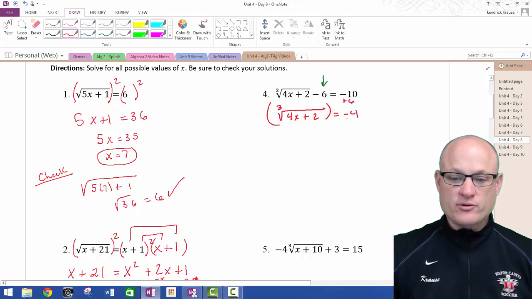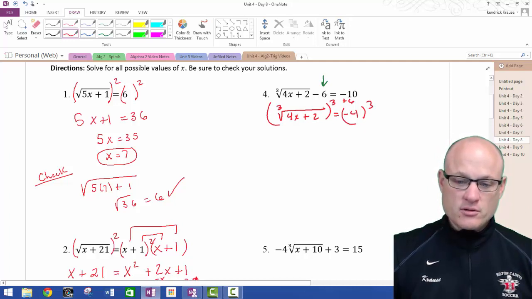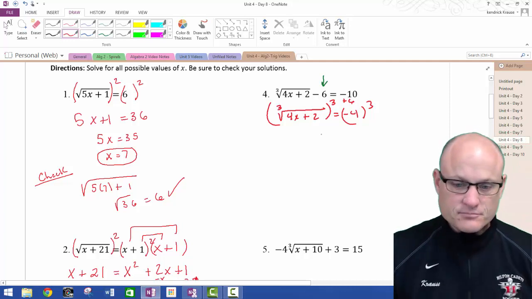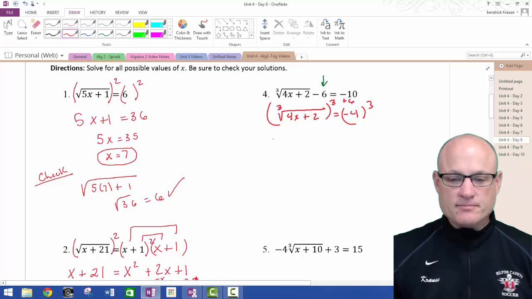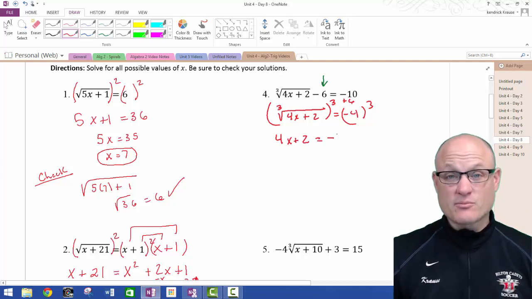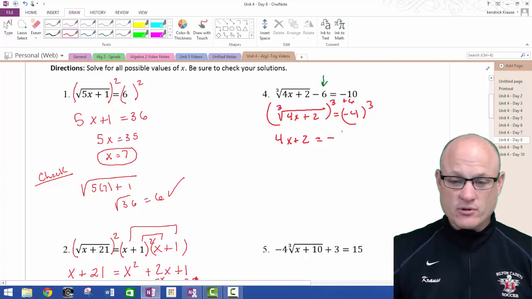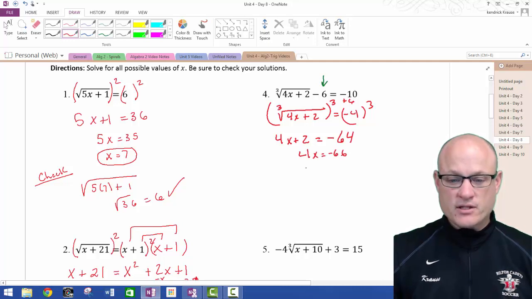So now I'm going to cube, that's a cube, cube both sides. And let's see, when I cube this side, I just get 4x plus 2 equals, and then negative 4 cubed is negative 4 times negative 4 is positive 16 times negative 4 is negative 64. Subtract 2, I get 4x equals negative 66. Divide by 4, and I get x equals negative 66 over 4, which is fine.